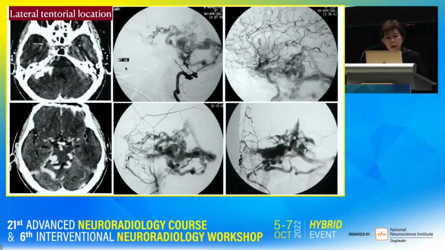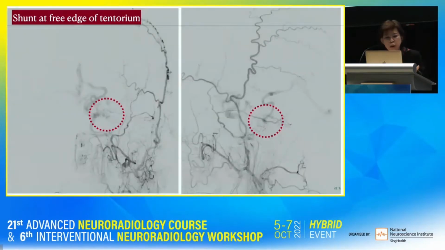You can see that this is AP view, so it can reflux into the straight sinus and vein of Galen, and finally, most of the things are supratentorial venous congestion. And here, if you look carefully, there is a shunt in this area, that is a shunt at the free edge of the tentorium. This is supplied from the pituitary branch of the MMA, right here, and drains into the pontomesencephalic vein, and finally into the vein of Galen and straight sinus.